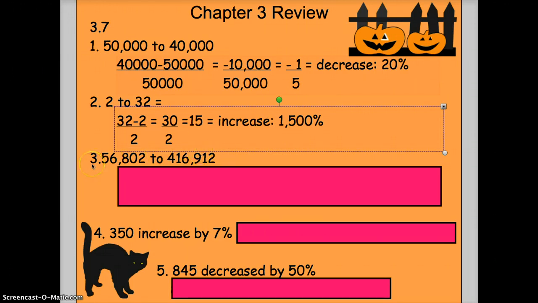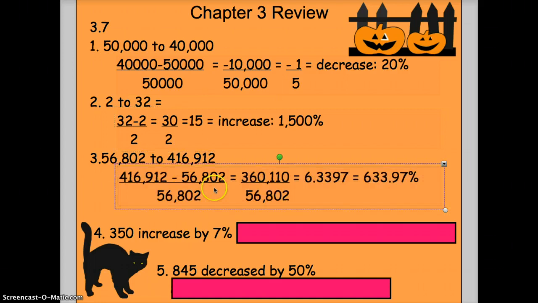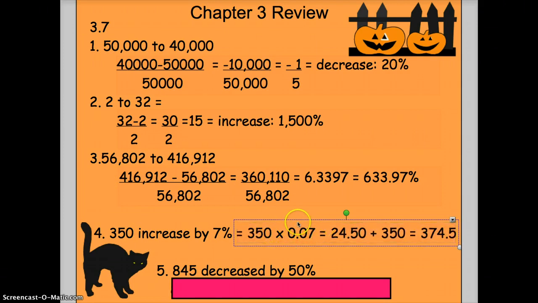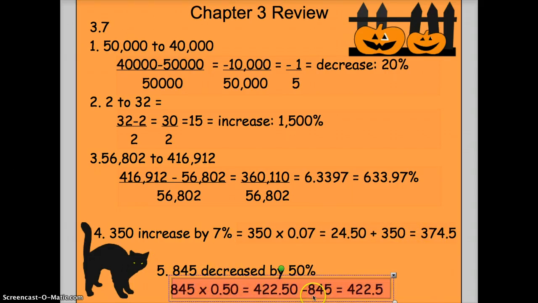Number 3, 56,802 up to 416,912. So again, it's an increase. Okay, so again, I can write the word increase, or I can just leave it positive. It doesn't matter. Okay, these last two problems here, we're increasing it by a percent. So I need to find out what 7% of 350 is. So I multiply, and I get this, and then I had to add it on to 350 to get my answer. And here for my decrease, I multiply, and then I subtract.